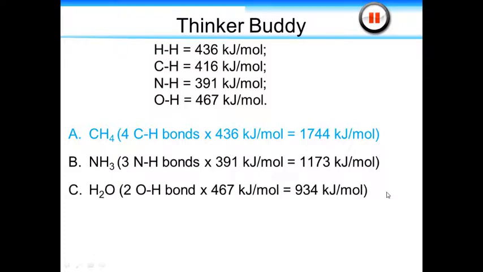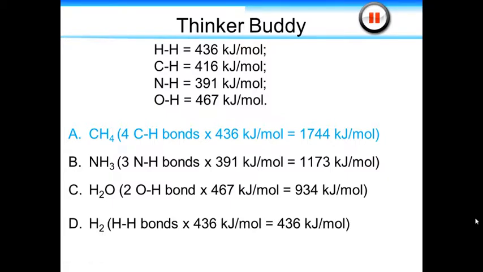C, water. It's just one molecule of water in this case. We're not looking at the formation of water from hydrogen and oxygen gas. Just one molecule of water has 2 OH bonds. Each OH bond is 467 kilojoules per mole, so 2 times 467, roughly 900 kilojoules per mole. And for H2, there's just one hydrogen bond between the two atoms with 436 kilojoules per mole, so that would just be 436 kilojoules per mole. This ends Chapter 4, Part 3.